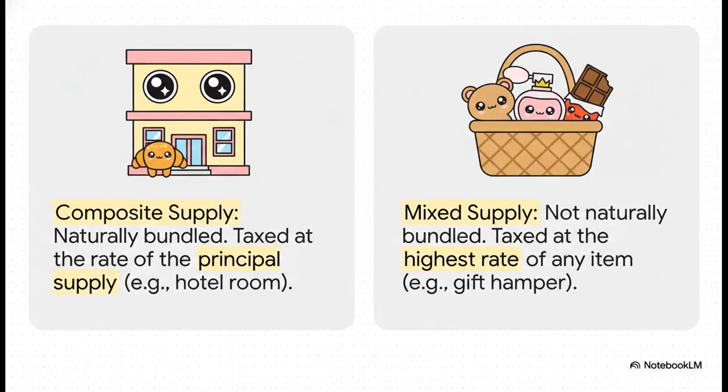And this brings up a really smart distinction the law makes when you bundle products together. If the items are naturally bundled, like a hotel room that comes with breakfast, it's called a composite supply, and it gets taxed at the rate of the main item. But if you just bundle a bunch of unrelated things together, like a gift basket with toys and chocolates, that becomes a mixed supply, and then it has to be taxed at whatever the highest rate is for any single item in that bundle.